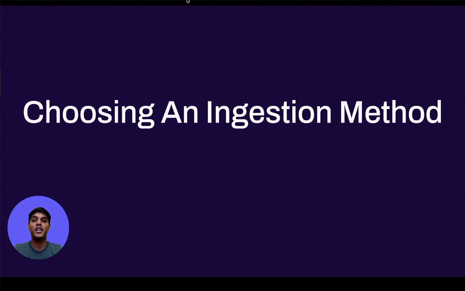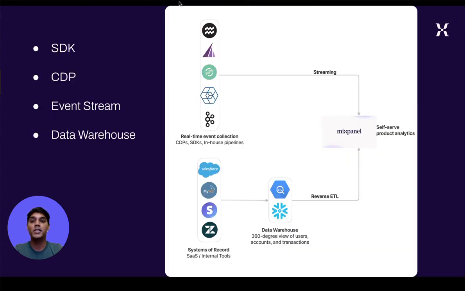Your initial implementation choice will depend on a number of factors, such as available dev resources, existing infrastructure, and the type of data your team is trying to collect. Mixpanel can work with numerous ingestion models, such as tracking data to Mixpanel via our SDKs, a third-party customer data platform, also known as a CDP, an in-house pipeline event stream that your team already uses for event streaming, or collecting data in your own data warehouse and then reverse ETLing that data into Mixpanel for analysis.